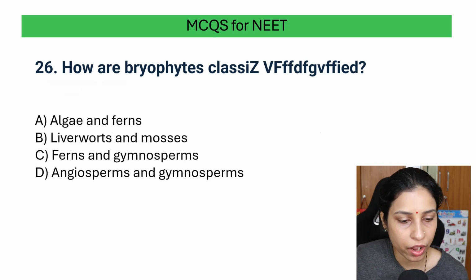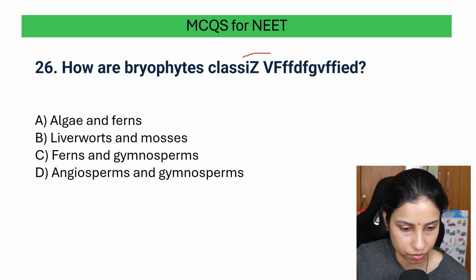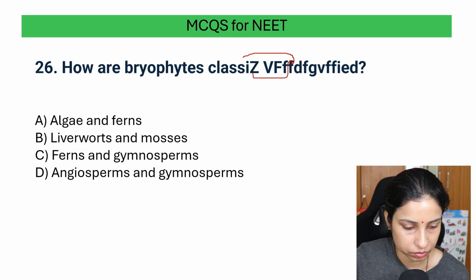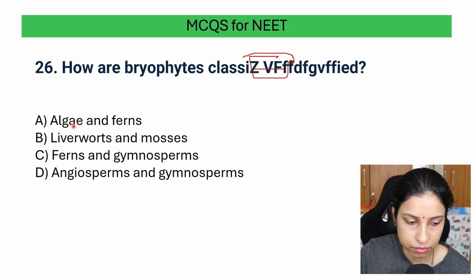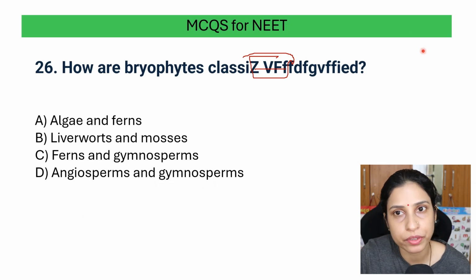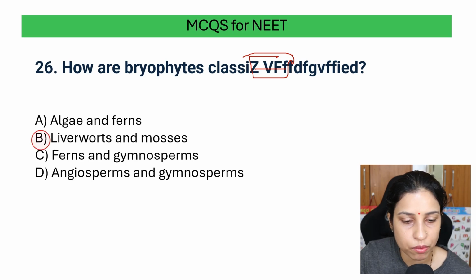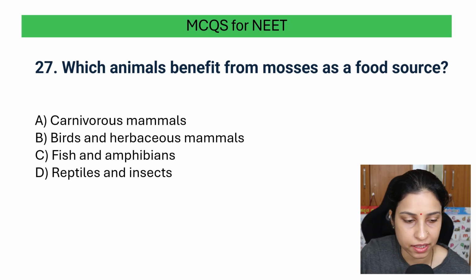The next, how are bryophytes classified? Algae and fern, liverworts and mosses, fern and gymnosperm, angiosperm and gymnosperm? The classification of bryophytes is liverworts and mosses, the two classes of bryophytes. Okay. Next, which animals benefit from mosses as a food source? Carnivorous mammals, birds and herbivorous mammals, fish and amphibians, reptiles and insects? Some birds and herbivorous mammals eat mosses as food.